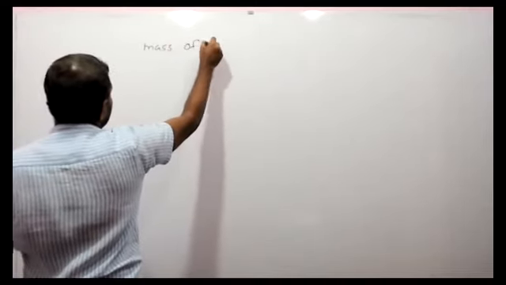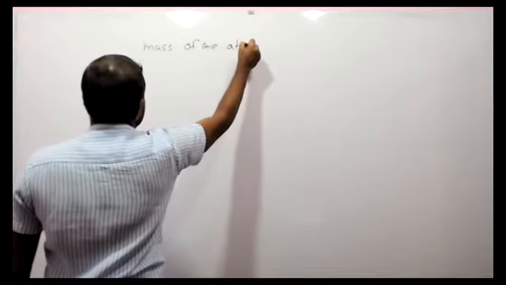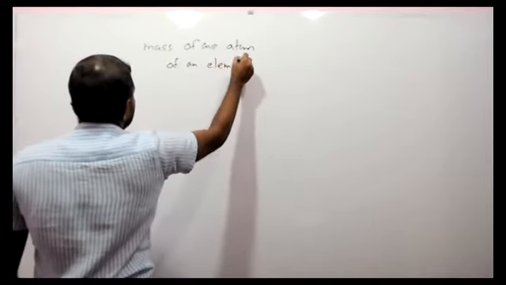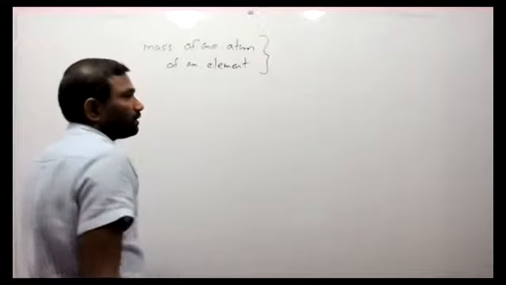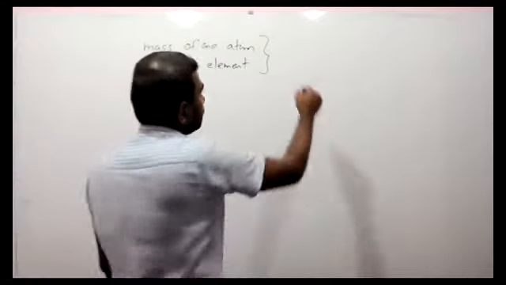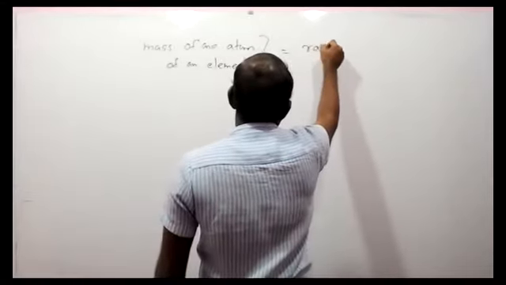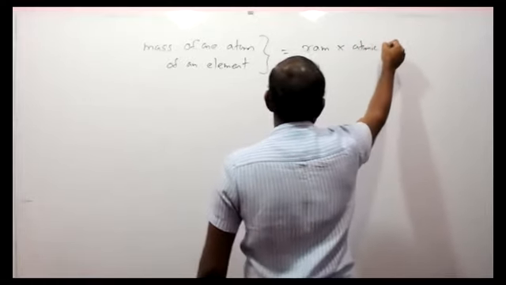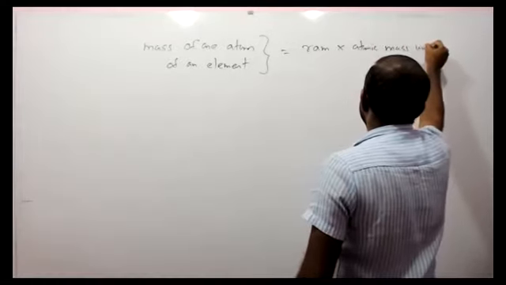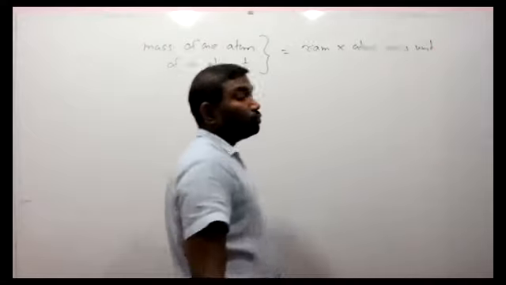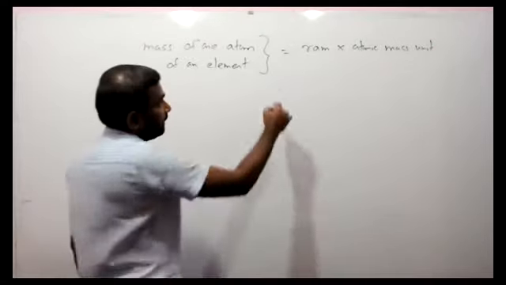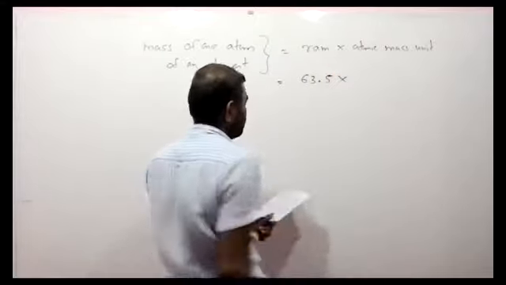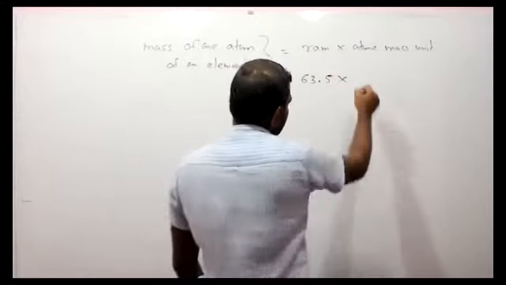Mass of one atom of an element will equal to what, children? Mass of one atom of an element will equal to relative atomic mass of that element multiplied by atomic mass unit. Atomic mass unit. You can denote it by U also. Relative atomic mass of the element is given as 63.5 multiplied by atomic mass unit. Atomic mass unit is 1.